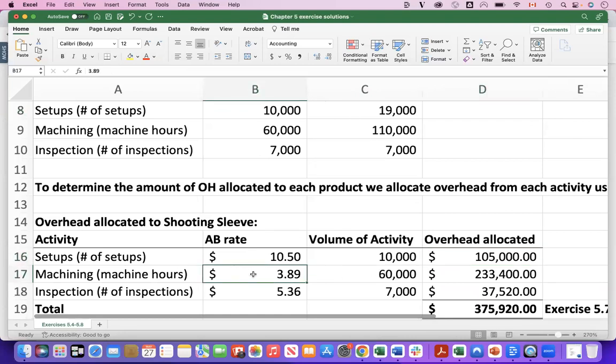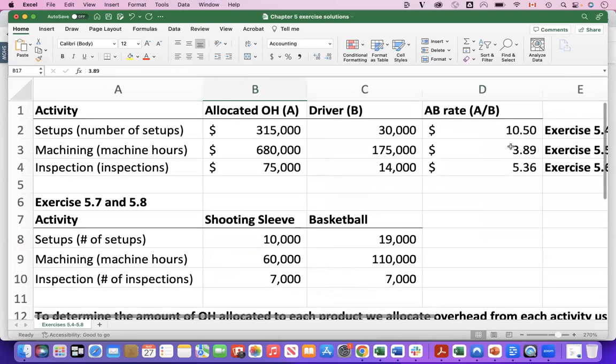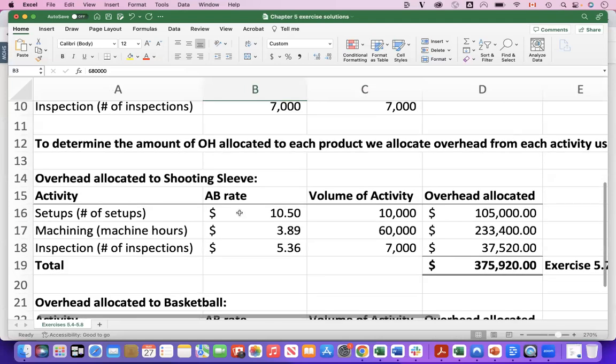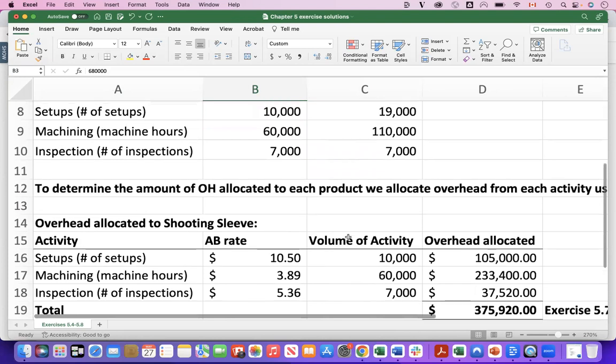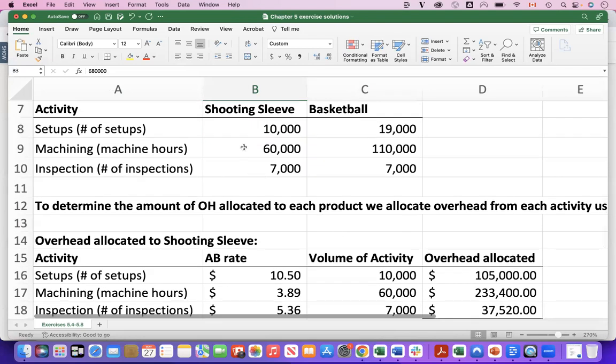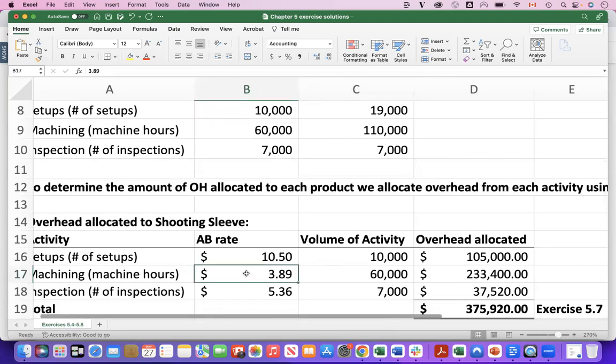Same process with machining. We had an activity-based rate for machining of $3.89 per machine hour, which again, we calculated up here. We multiply that by the number of machine hours that the shooting sleeve uses, which we get from this table up here. They use 60,000 machine hours. 60,000 times $3.89 per machine hour. We are going to allocate to it another $233,400 of overhead from the machining activity.